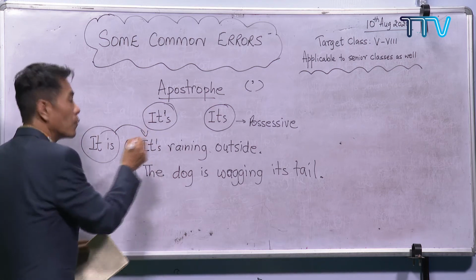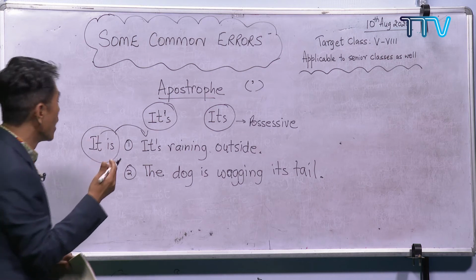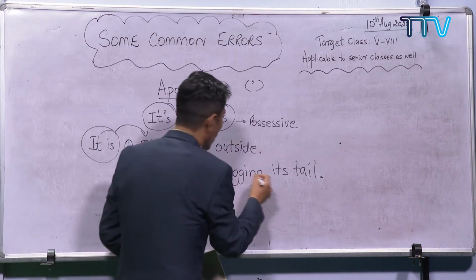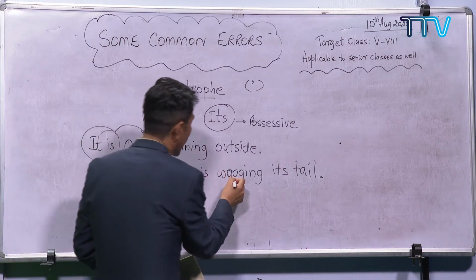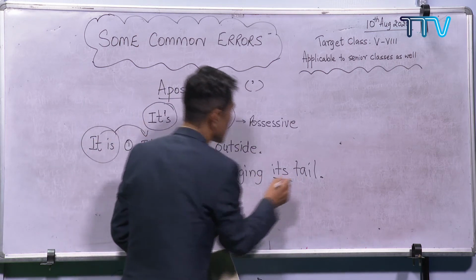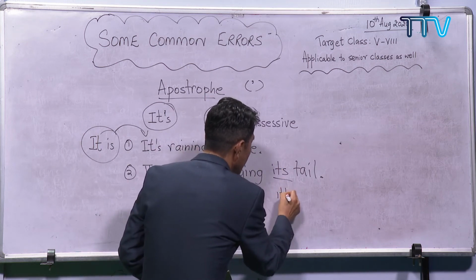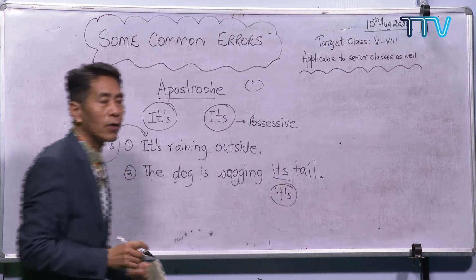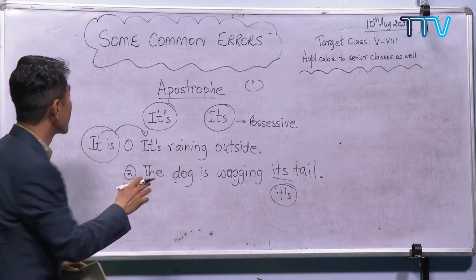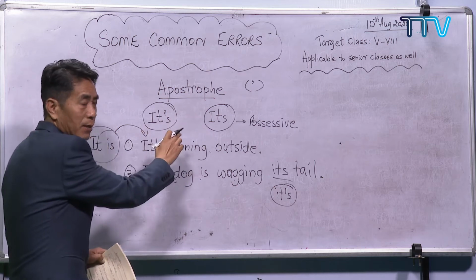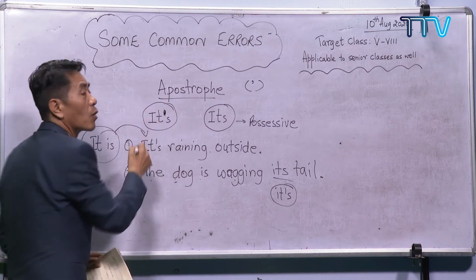The it which does not have any apostrophe means possessive. Whose tail? The dog's tail. The dog is wagging its tail. Now, instead of ITS, if we use IT apostrophe S, then this is wrong. So you should not make mistakes regarding this it's and its. You got it? So the one which has an apostrophe is the contraction.